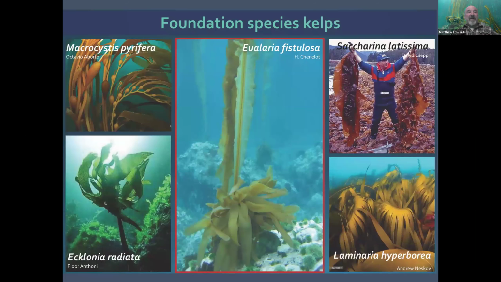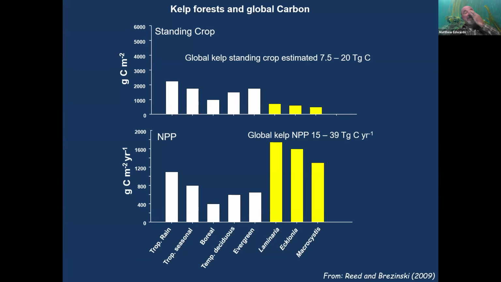And so kelps as foundation species is a whole broad range of different species of kelps throughout the world, generally from temperate to polar waters. And they're perfect examples of this. And so one of the things just to start with, in a review by Dan Reed and Mark Brzezinski, looking at the effects of kelp forests on just global carbon cycling and standing crops.